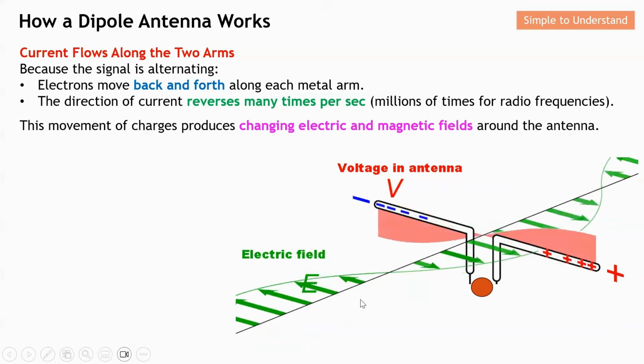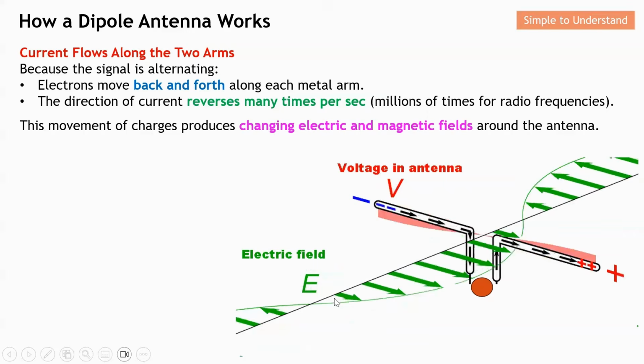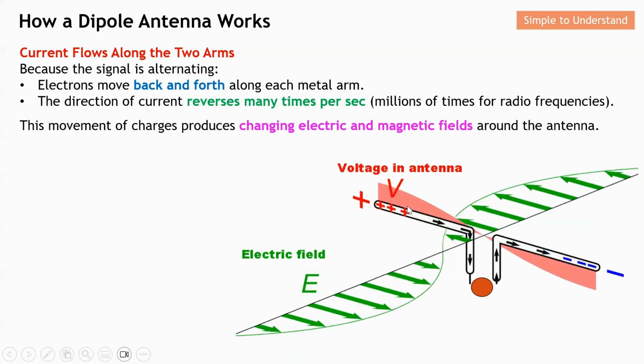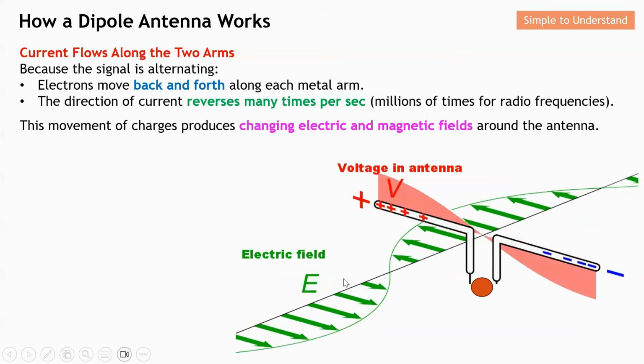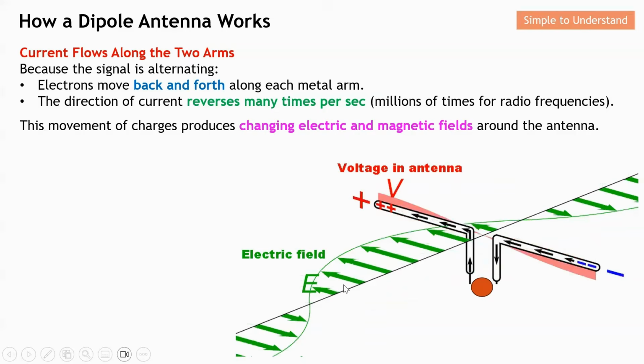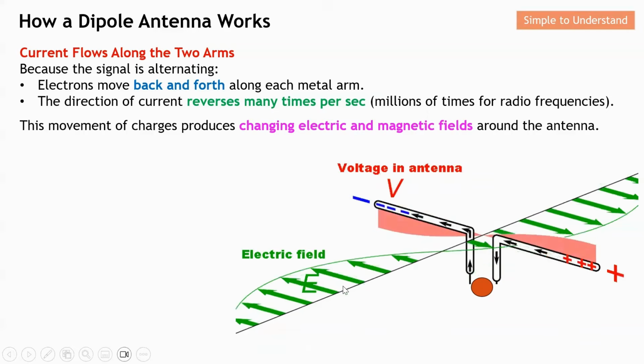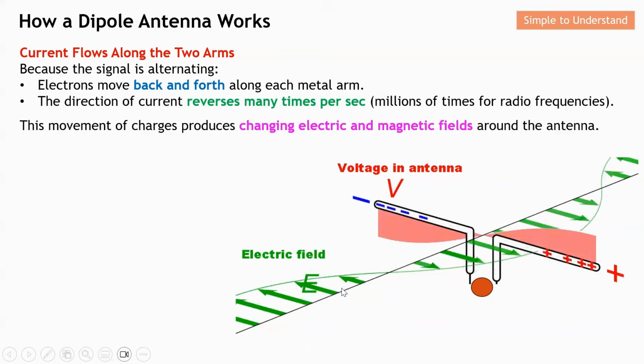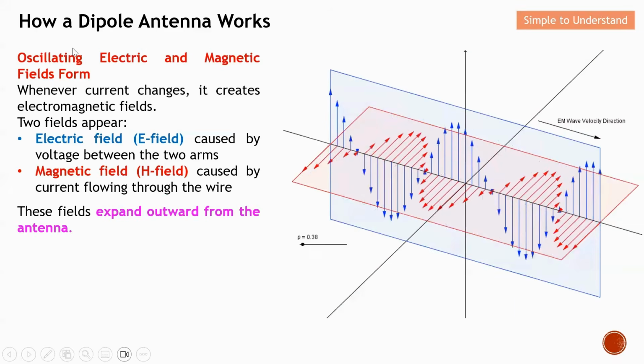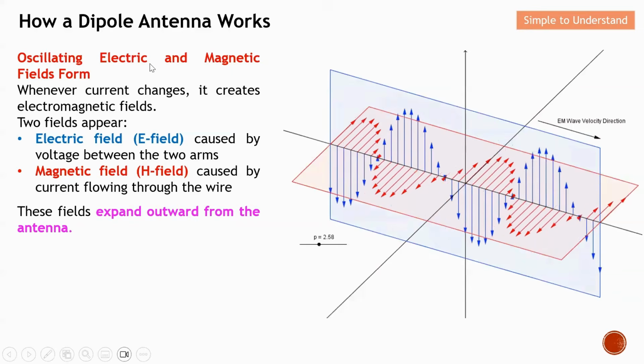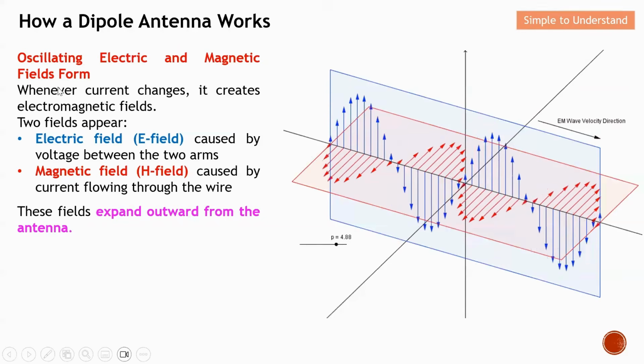As you can see from here, the electric field is in green and the magnetic field is in red, and because of the alternating source, the electric and magnetic fields also alternate around the antenna. Oscillating electric and magnetic fields actually form.